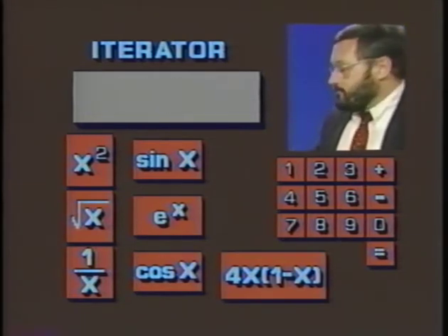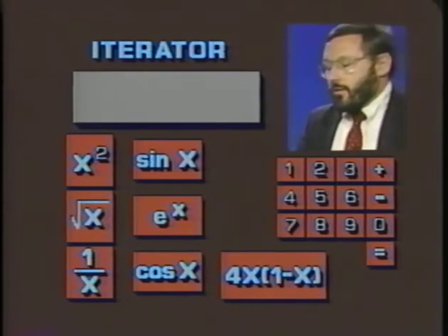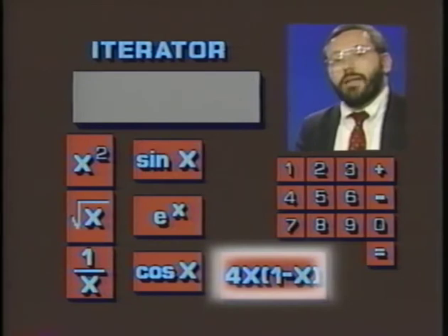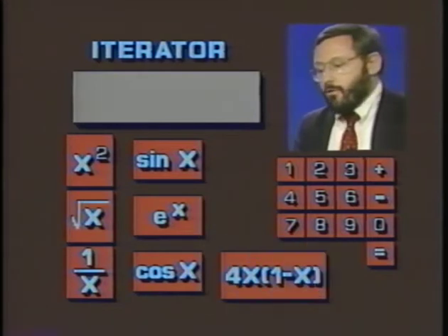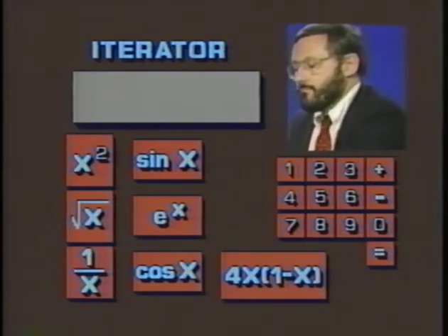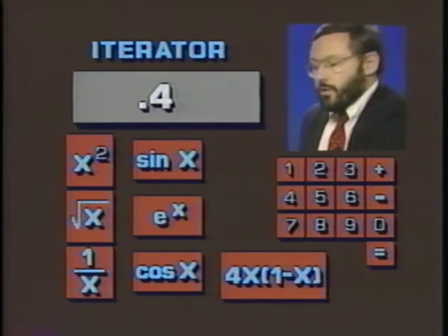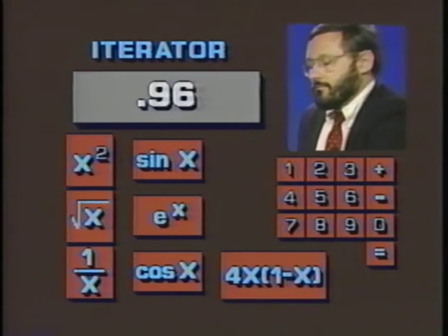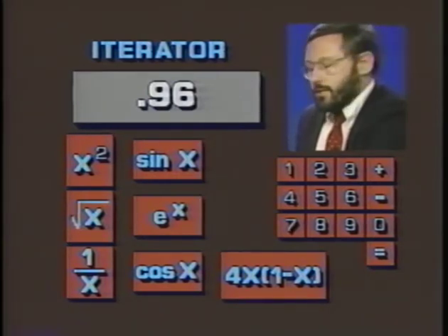One last example. How about iterating the quadratic function 4x times 1 minus x? What happens when we iterate this simple quadratic expression? Well, let's start with any number, say the number 0.4. And what happens when you compute this quadratic expression? Now, if you plug in 0.4 to the quadratic function, you get 0.96.